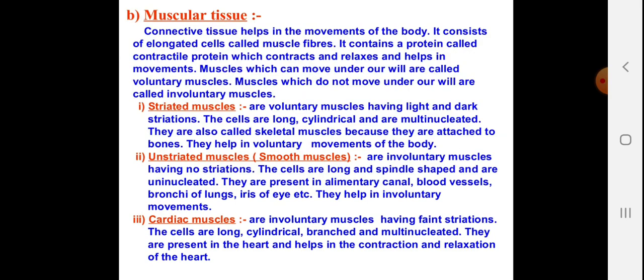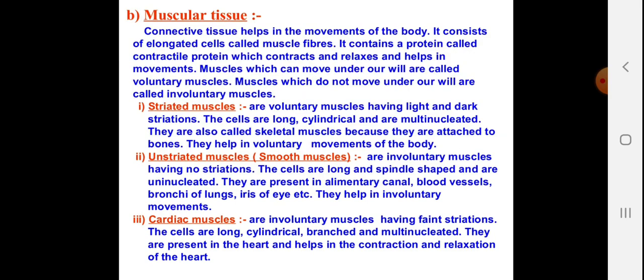Striated muscles are voluntary muscles having light and dark striations. The cells are long, cylindrical and are multinucleated. They are also called the skeletal muscles because they are attached to the bones. They help in the voluntary movements of our body.